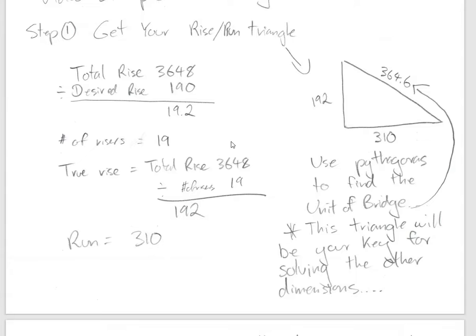So now we know we have a rise of 192 and a run of 310. This is all in millimeters. I haven't written in the symbol for millimeters, but that's what all of these numbers will be, and we'll switch that over once we get to the volumes.